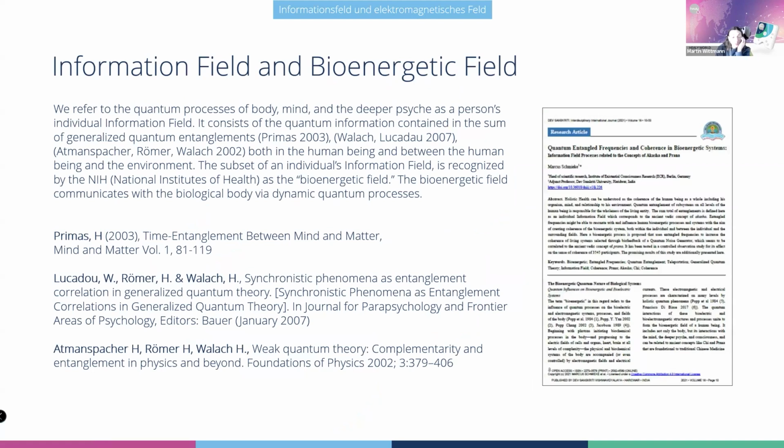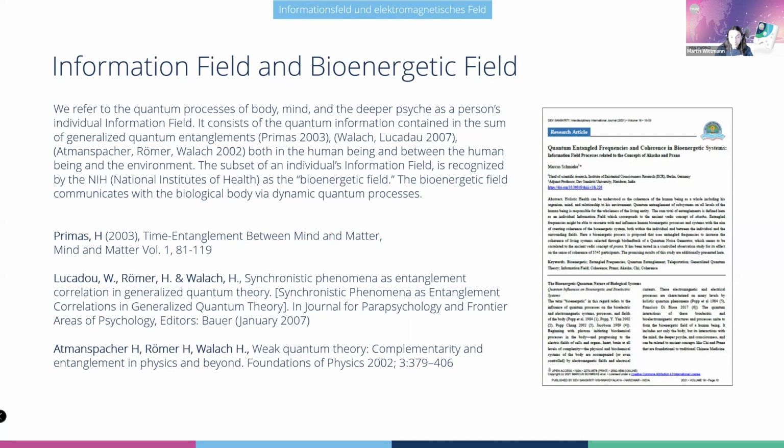So here we have a nice paper from Marcus about the information field and the bioenergetic field. We refer to the quantum processes of our body, mind, and deeper psyche as a person's individual information field, which means everything that's basically going on concerning one person is your individual information field. And it consists, of course, of the quantum information contained in the sum of the generalized quantum entanglements. So all entanglements that we have with everything, that basically makes up our individual information field.